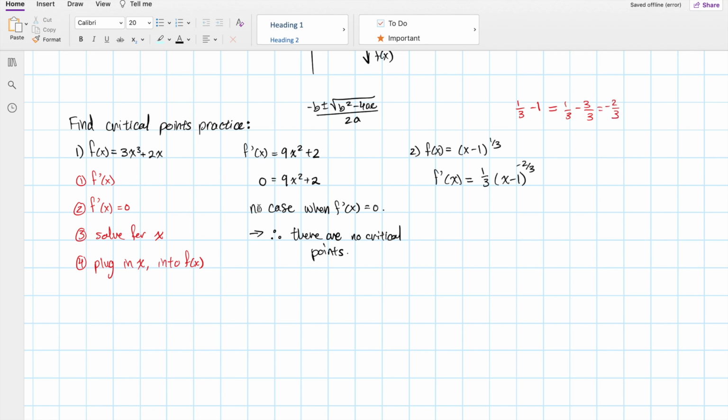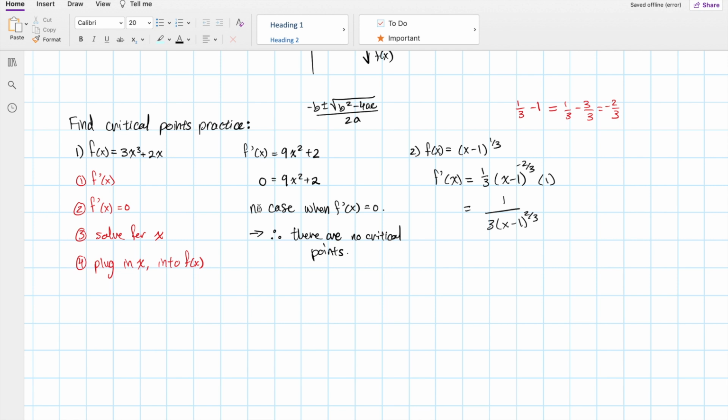Okay, a little side comment there. So yeah, we have 1 over 3, x minus 1 to the negative 2 over 3, and multiply by the derivative of what's inside, which is just 1. So let's rewrite this now. We have 1 over 3 times x minus 1 to the 2 over 3 in the denominator.